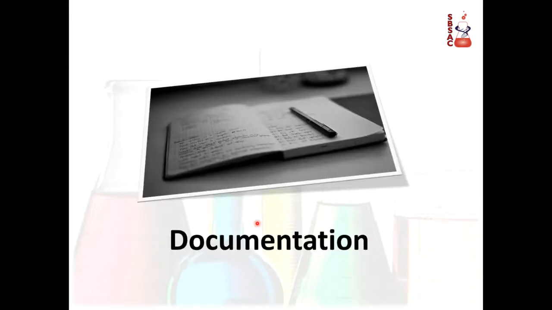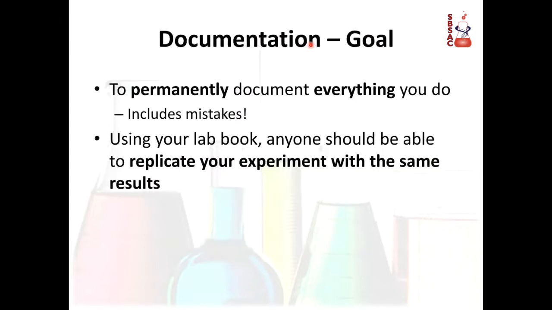We're done with safety. Now, the last few slides are about documentation. So how do you keep a proper record of every experiment you're going to be doing in the lab? Before we talk about that, it's important to understand why you do that. If you understand that, you already understand a good 50-60% of why you do things. So why do you do that? Well, you want to document something permanently, everything you do, including your mistakes. The point is, if someone else has to replicate your experiment, they should be able to do it exactly the way you have done it, including the mistake, leading exactly to the same results.